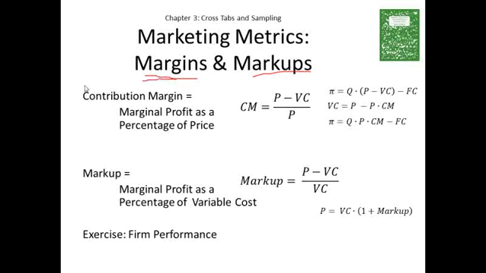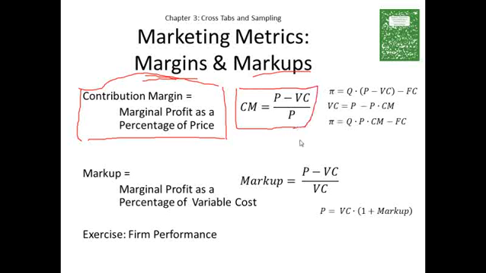Now margins, or contribution margins specifically, is defined as the marginal profit as a percentage of price. So how much profit do you make for each dollar you bring in? Here is the equation for the contribution margin. The contribution margin is the ratio of the difference of price and variable cost to the price. So if my contribution margin is 50%, that implies for every dollar I bring in terms of price, I make 50 cents in terms of profit. So the contribution margin is the marginal profit as a percentage of the price.